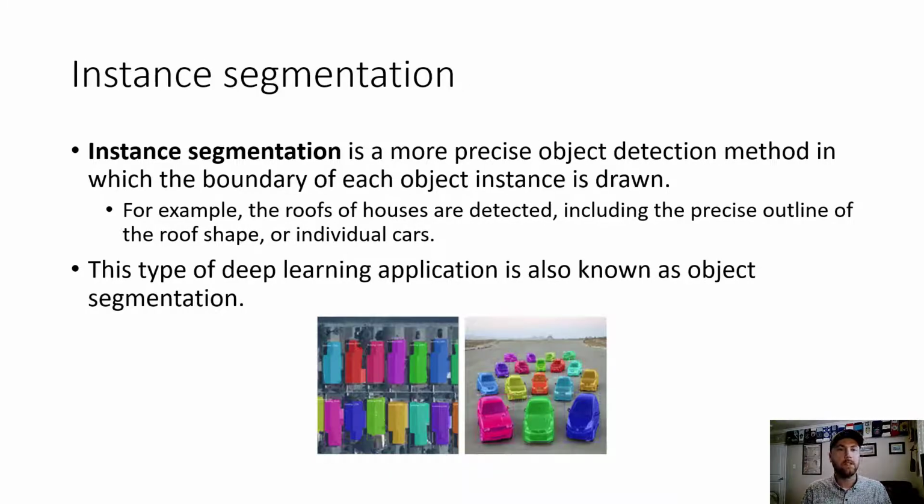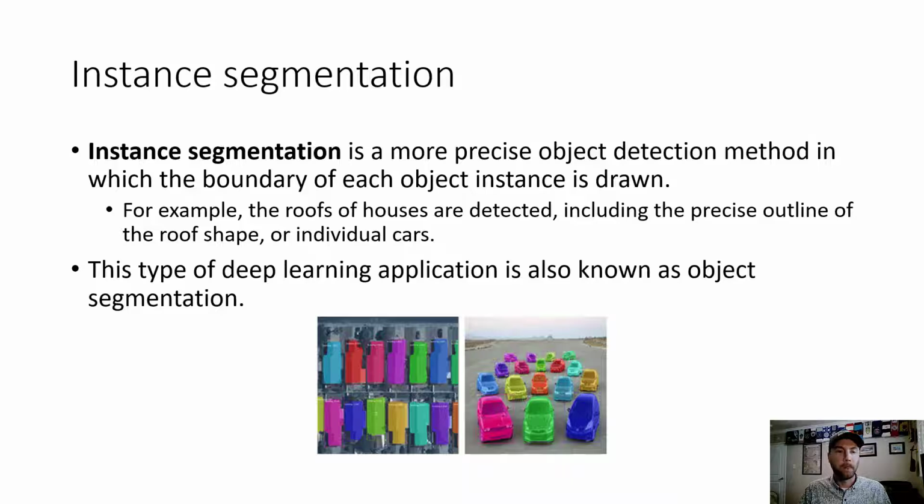And finally, instance segmentation, which is image segmentation, but where we're able to draw a more precise boundary from one feature to the next. So it's a more precise object detection method in which the boundary of each object instance is drawn. For example, the rooftops of houses are detected, so one house is separate from another, including the precise outline of the roof shape or individual cars here.